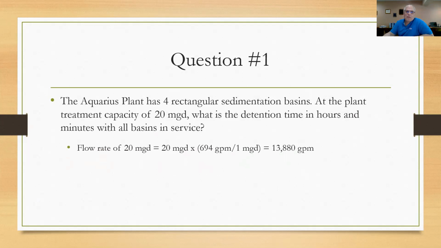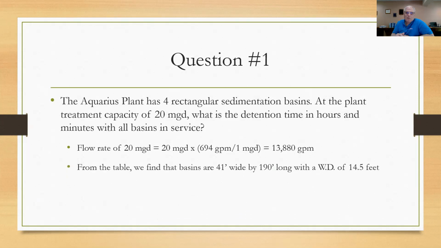So what I've done is taken the flow rate of 20 mgd, multiplied it by 694, and I come up with a working flow rate of 13,880 gallons per minute. Of course, if you want to pause the video at this point, go ahead and do so to work the rest of the problem. I'm going to continue working here. So I've got the flow rate down. Next, I'm going to go into the table.